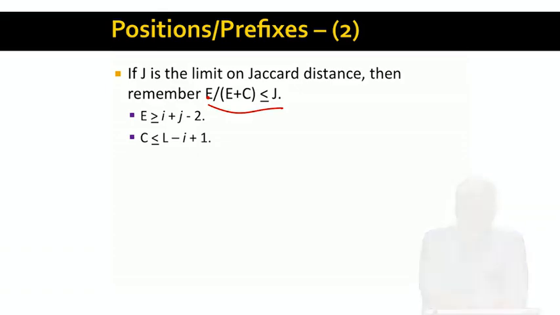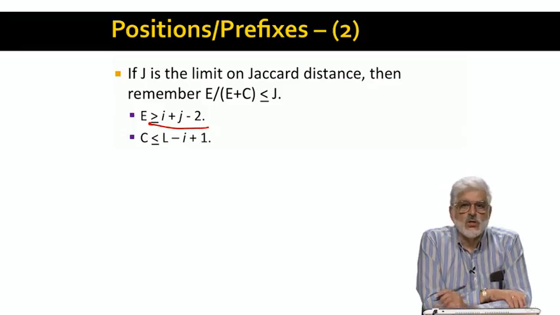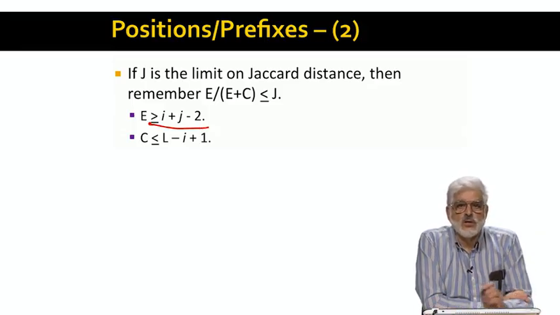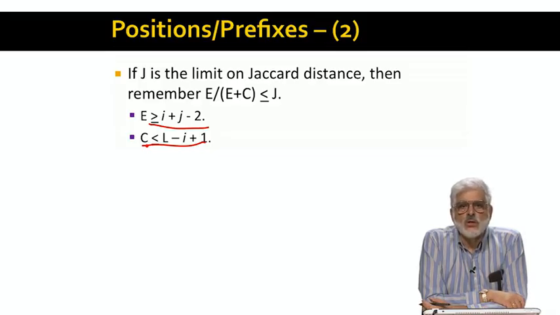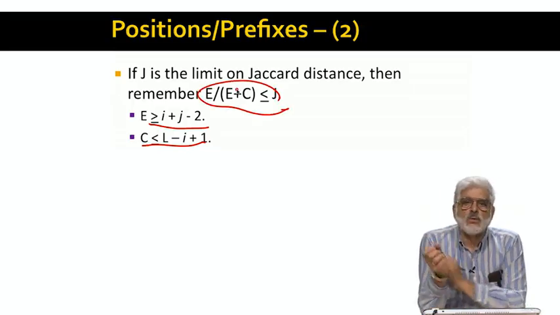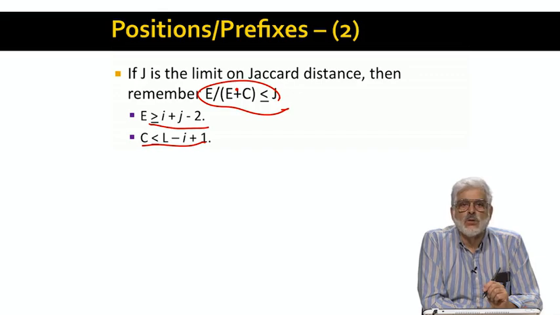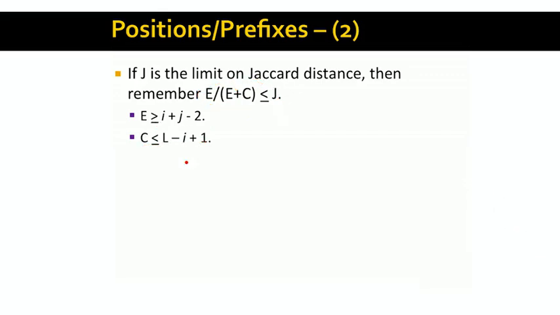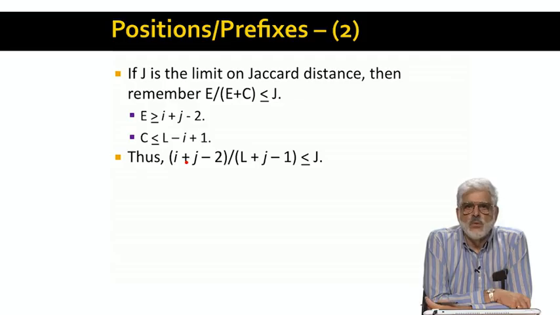large as possible. If we let E be as low as possible, that is, I plus J minus 2, and we let C be as large as possible, L minus I plus 1, then we can treat these inequalities as equalities, substitute I plus J minus 2 for E in the inequality E over E plus C is equal to or less than J, that is this, and substitute C equals L minus I plus 1 in the same inequality, and we get this messy formula. Trust me, that's what you get. You can work it out yourself.